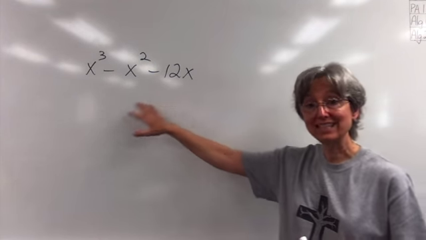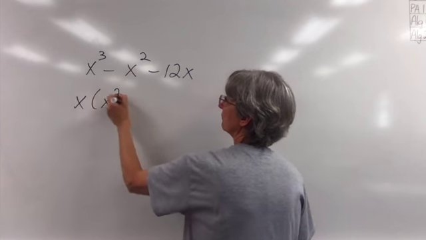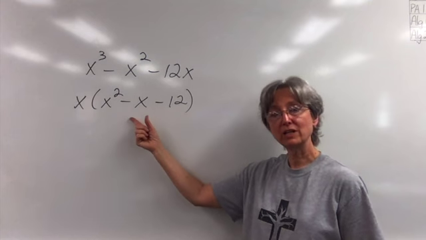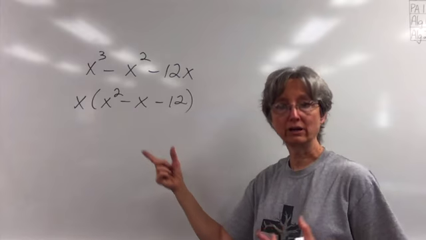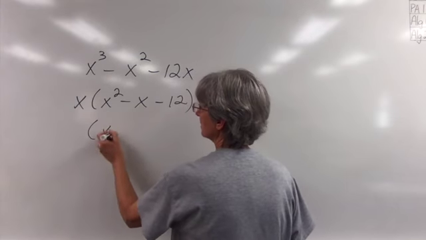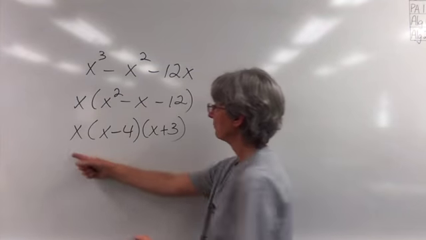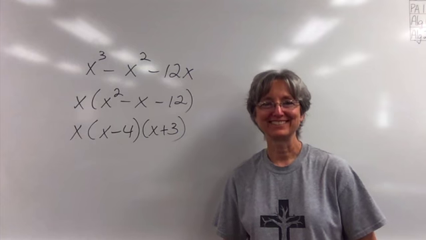Okay, you should have seen that x was common to all three and factored out that first. Then look for factors of negative 12 that add up to negative 1. That would be negative 4 and positive 3. So that's x minus 4, x plus 3, and the x out in front, and that should have been your answer. How did you do? I hope you did well.